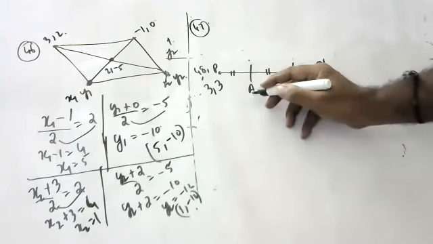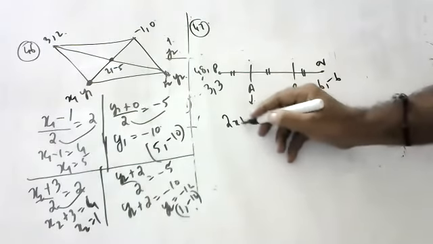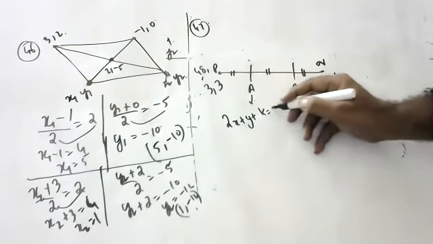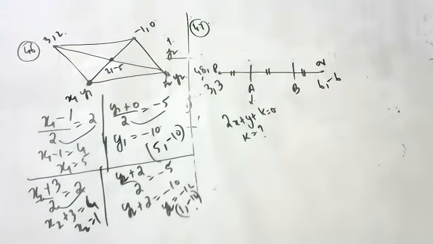So the equation of the line is given by 2x plus y plus k is equal to 0. Find the value of k. It is asking to find the value of k.